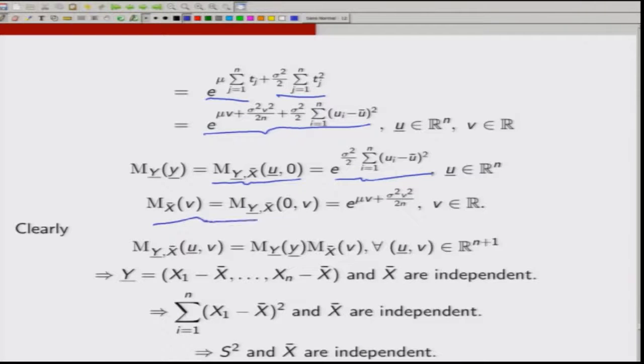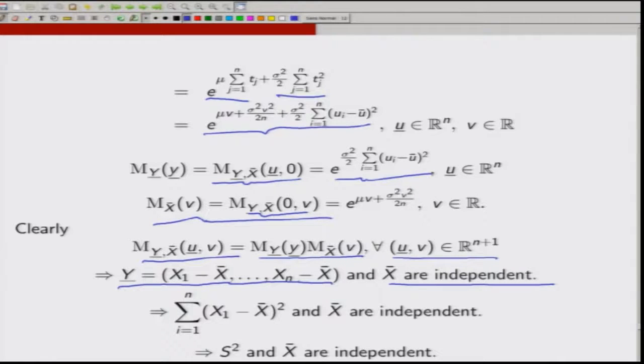What is the moment generating function of x bar? So in the joint moment generating function, I put the argument of y as 0. The argument of y is u, so I put all u to be 0. Then you get e to the power mu v plus sigma square v square by 2n. So clearly, my joint MGF is the same as the product of the marginals for every u and v. So this implies that y, which is x1 minus x bar, up to xn minus x bar, and x bar are independent. So that means any function of this would be independent of any function of this.